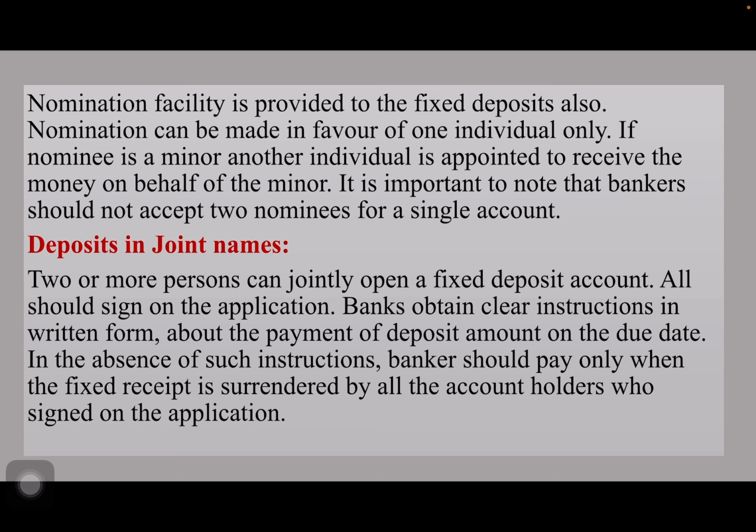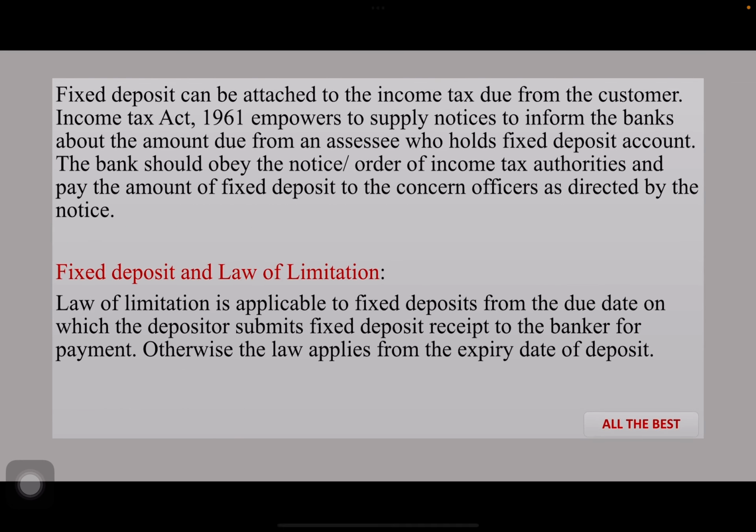Then fixed deposit in joint names. Two or more persons can jointly open a fixed deposit account. All should sign on the application. Banks obtain clear instructions in written form about the payment of the deposit amount on the due date. In the absence of such instructions, bankers should pay only when the fixed deposit receipt is surrendered by all the account holders who signed on the application.